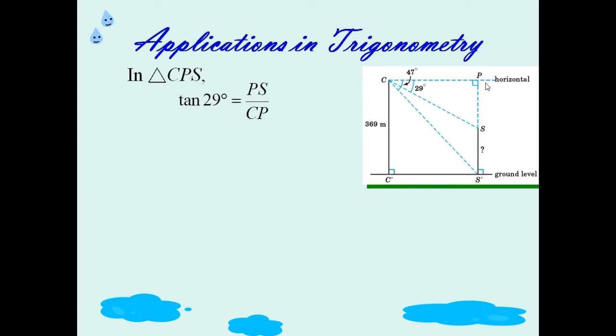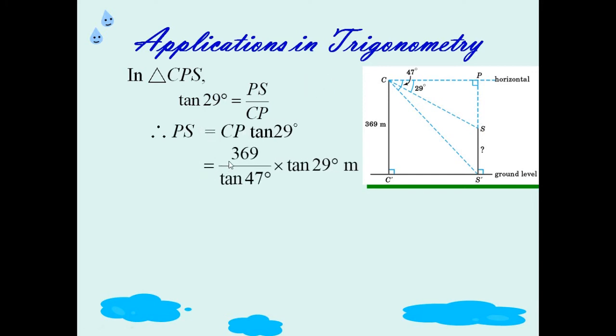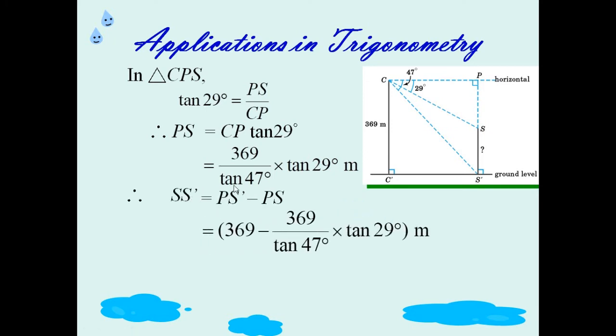Now the CP we just calculated in the previous part is equal to 369 divided by tangent 47 degrees. Now I write it down and then press the calculator just one time and get the answer, by putting the total length of this one, which is equal to CC', and then minus the PS. Okay, so we get 369 minus this expression. After we write down this one, you just press your calculator and then get the answer of the height.